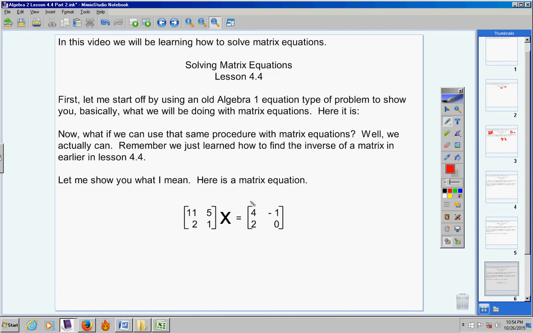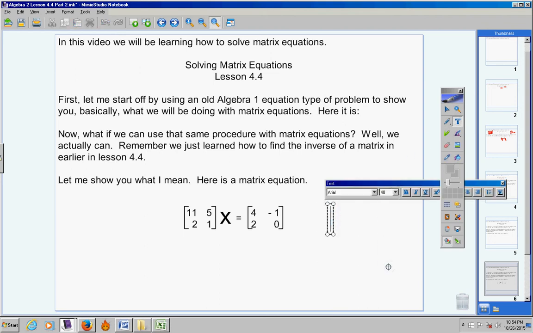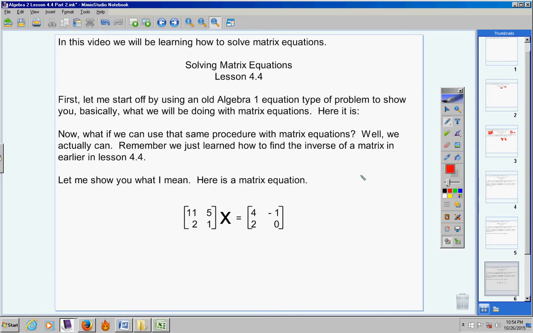Now, here's a matrix equation. First of all, this X being really big and dark like that doesn't mean anything. That just happened to be how dark it came up when I took my text and made it go all the way to like 48 and hit X. It doesn't have any significance, it just means X.